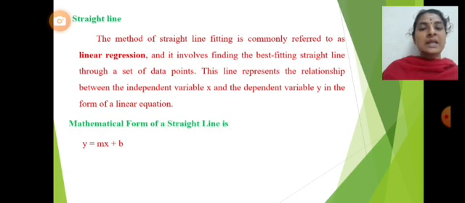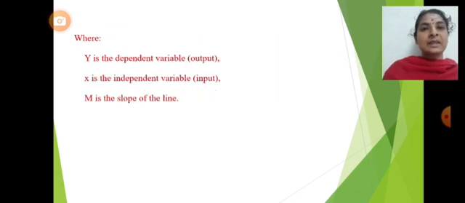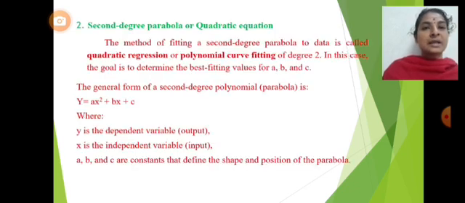The first one, straight line. The method of straight line fitting is commonly referred to as linear regression, and it involves finding the best fitting straight line through a set of data points. This line represents the relationship between independent variable x and the dependent variable y in the form of linear equation. The mathematical form of straight line is y equal to mx plus c, where y is the dependent variable and x is the independent variable and m is the slope of the line.